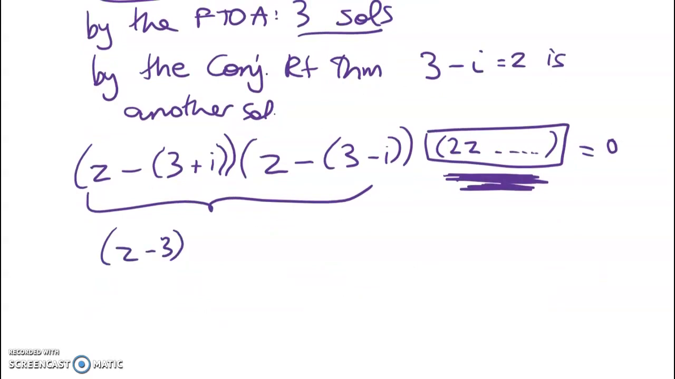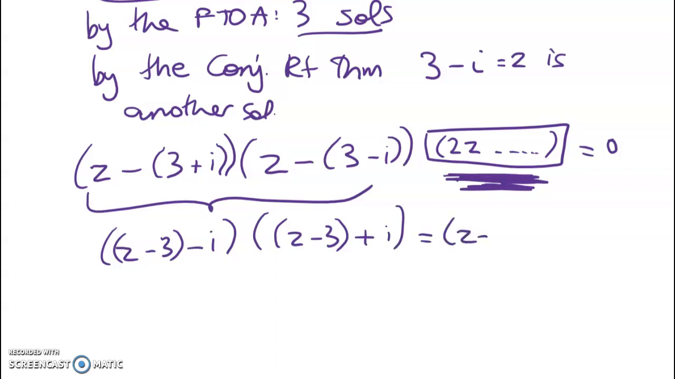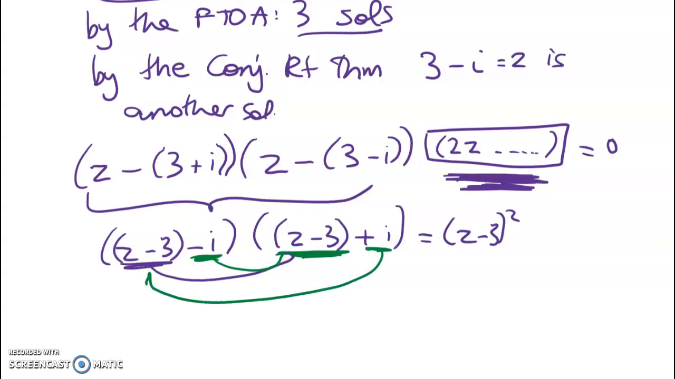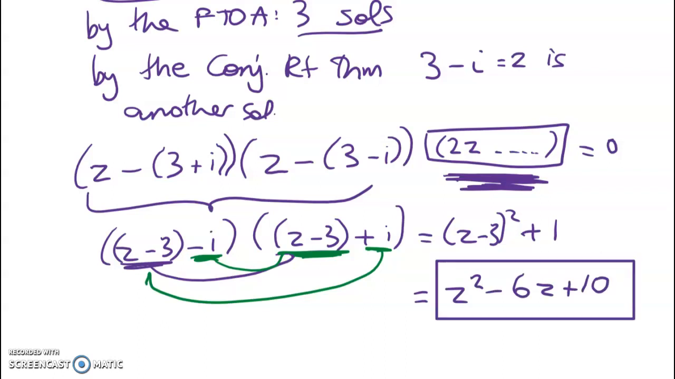Now when I do this, I regroup like this. We've done this quite a few times back when we were doing the conjugate root theorem. That gives me (z minus 3) squared, those two. Now next I have minus i times that, and then plus i times that. So they cancel, which is why the conjugate root theorem is so cool and it all works. And then I have minus i squared, which is plus 1. Expanding this term gives me z squared minus 6z plus 10. Okay, so that's the first bit of the problem solved.